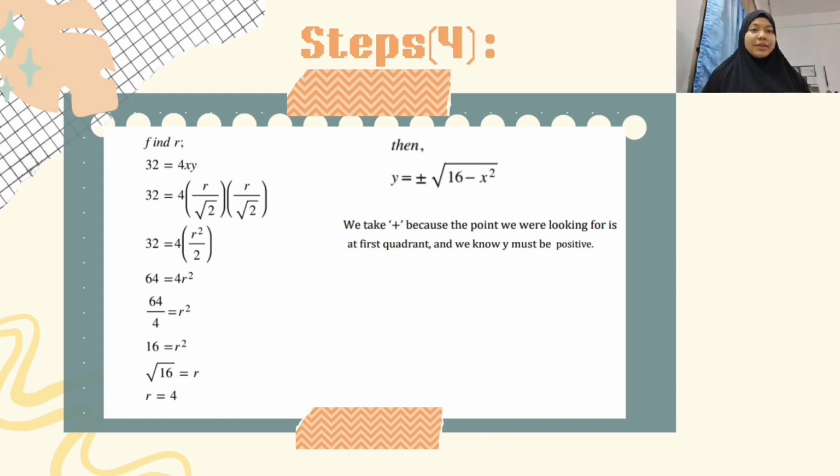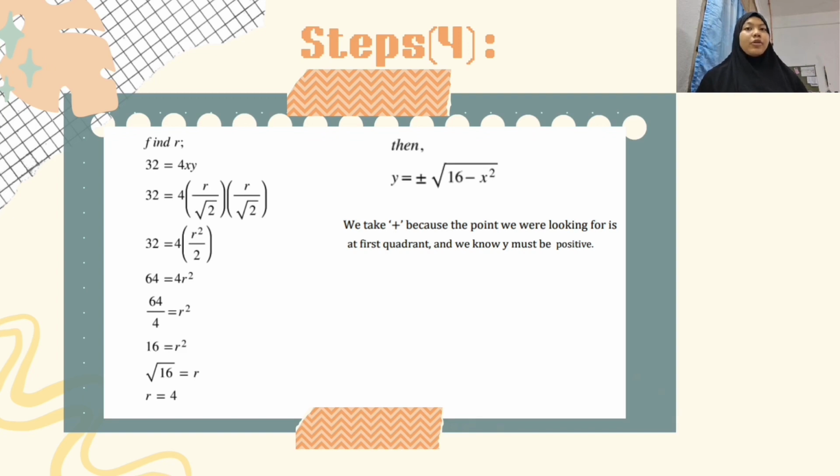Thank you. Hi, my name is HUSNIYAH. I will continue the explanation. Now our approach is to prove that 2 square root 2 for x and y is the maximum value. Now we have the area as 32 units, the radius as 4, and the value of x and y as r over square root 2.